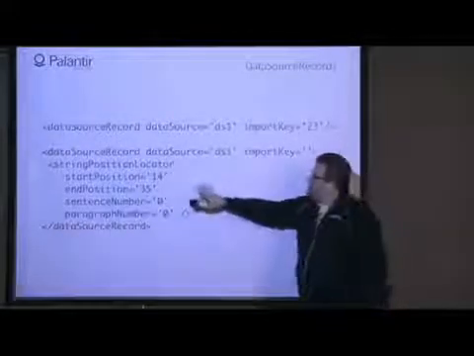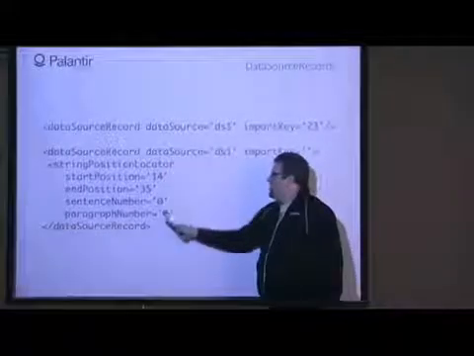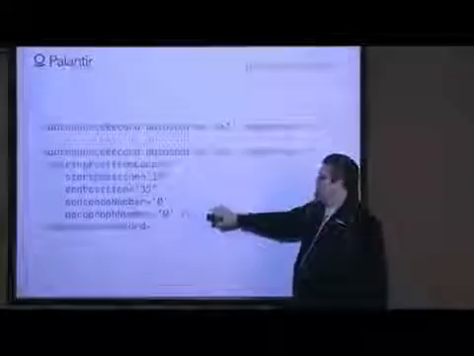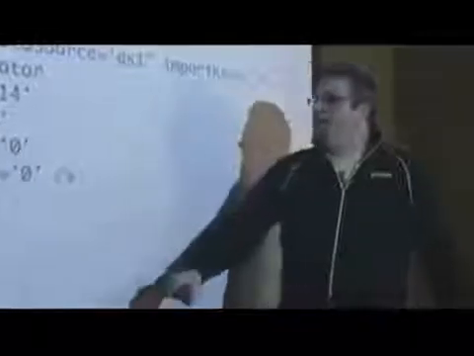If we look here at the string position locator format, you can see that we have a start position, end position, sentence number, and paragraph number. This is actually the reference to my name in that example document we saw. It starts at character 14. It's 21 characters long. I know it's a very long name. And it's in the first sentence and the first paragraph.